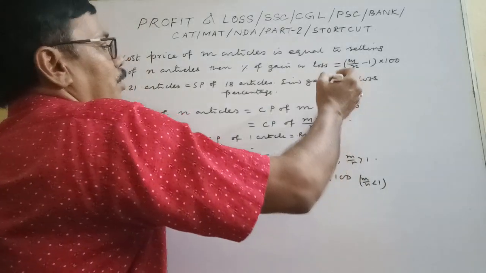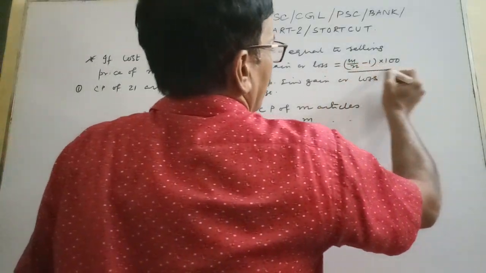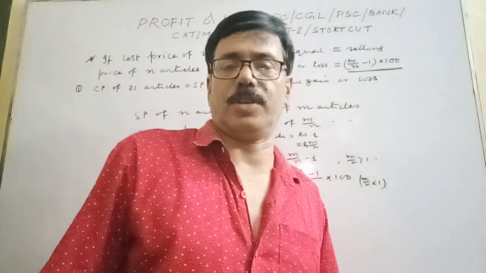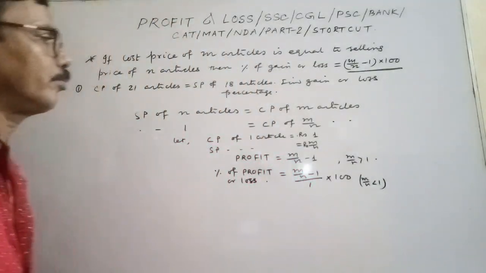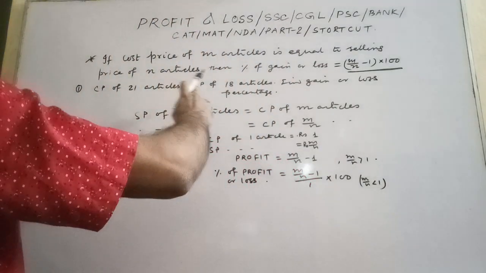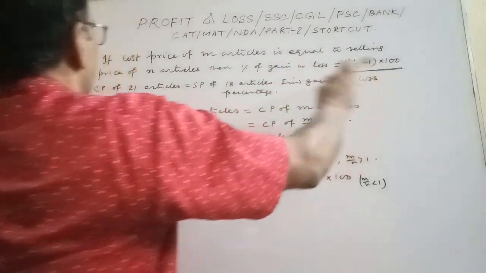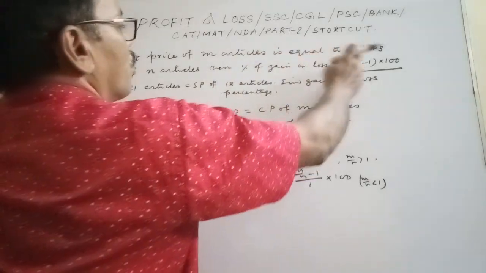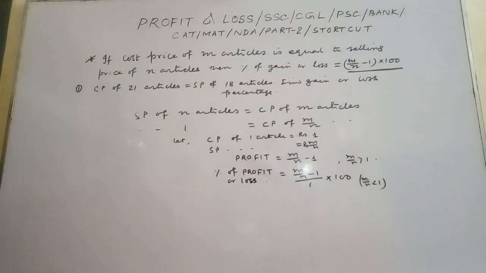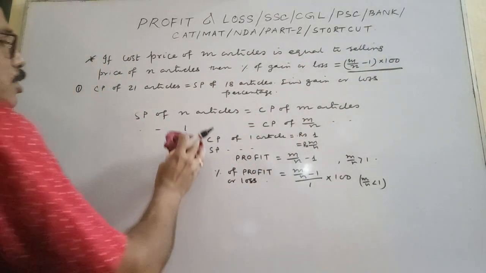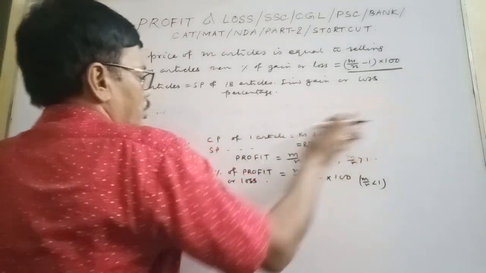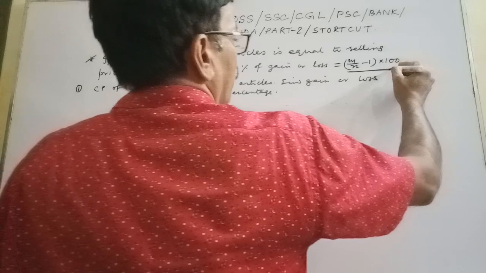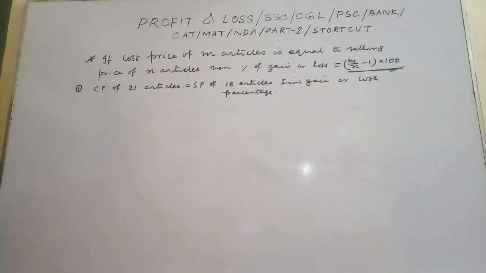So you remember the theory. What is our theory? M by N minus 1 into 100. You only remember this. So gain or loss percentage, if the cost price of M articles is equal to selling price of N articles, then percentage of gain or loss equals this one. So you have to remember this formula.